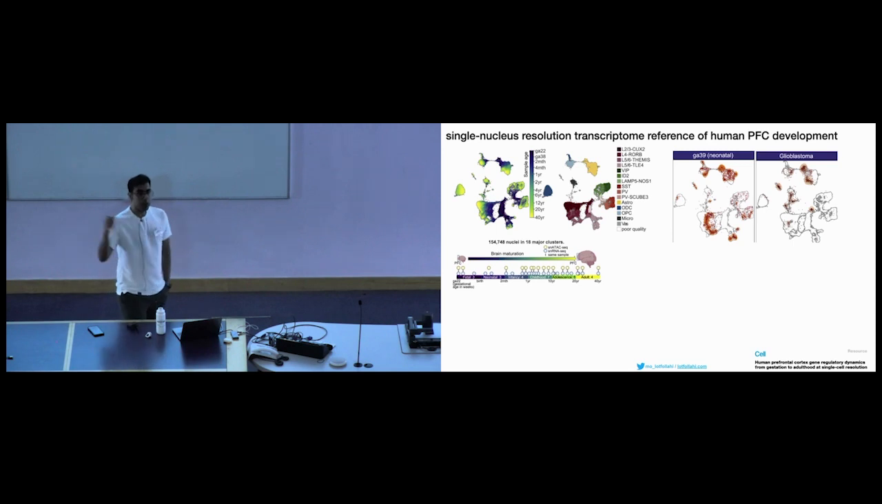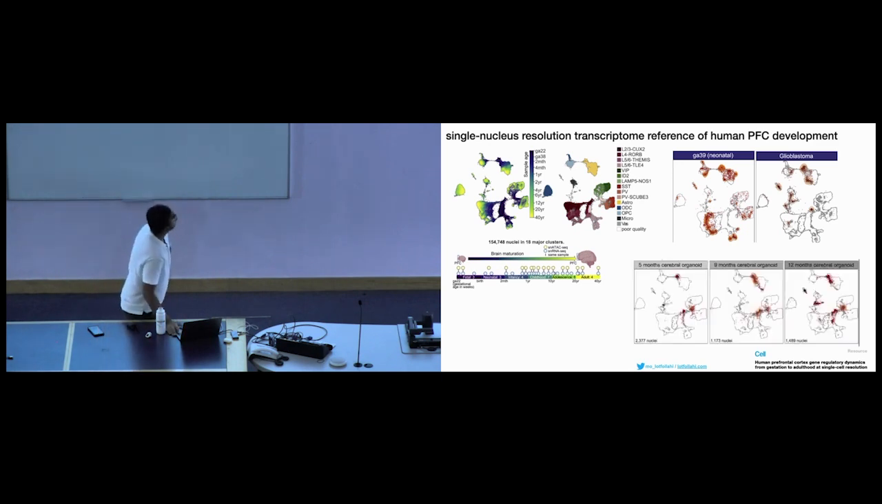Once they built this reference, they mapped different types of data to compare the query data to the reference. In this case, the query data sets were from different ages, so gestational ages, to see whether some cell types are preserved in development. They also mapped in vitro data, so an organoid model of the brain, to the in vivo reference to see whether the organoid model was accurate and could recapitulate the different cell types and cell states in the in vivo data set.